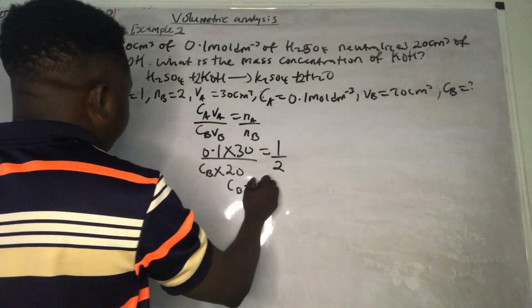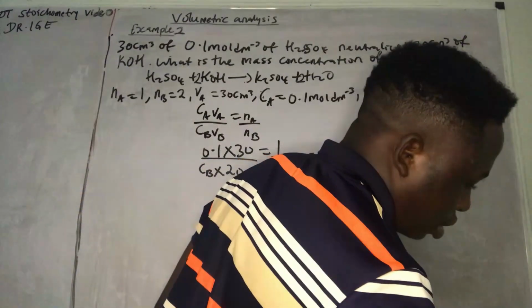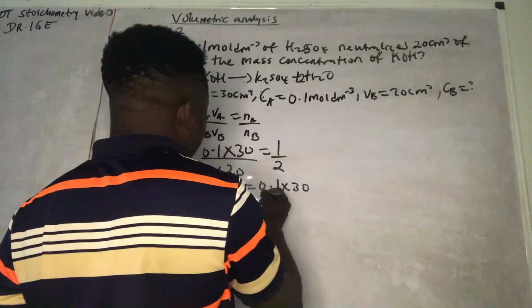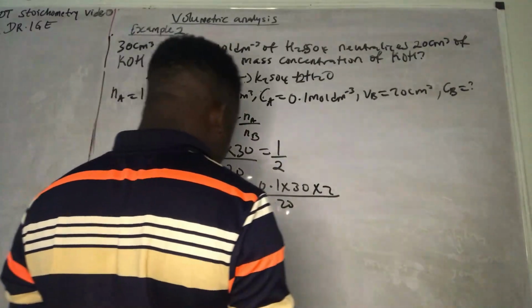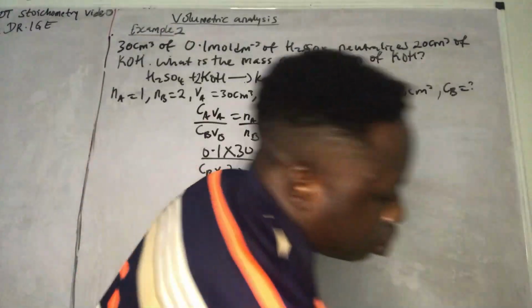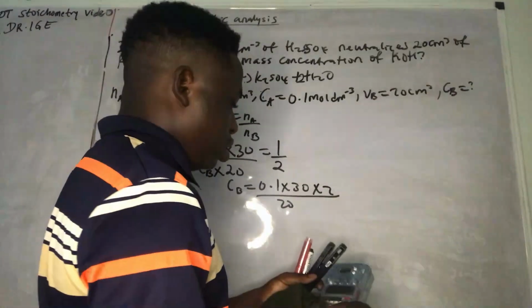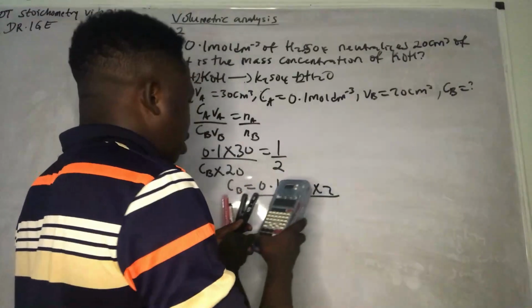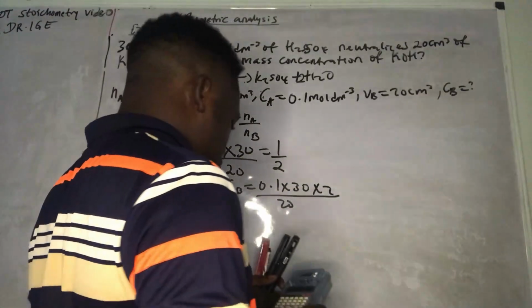So in the formula we have CB is equal to what? 0.1 times 30 times 2 all over 20. Let me get the calculator on. That's 4, sorry. Okay, I've got it. So 0.1 times 30 times 2, that is 6 over 20.